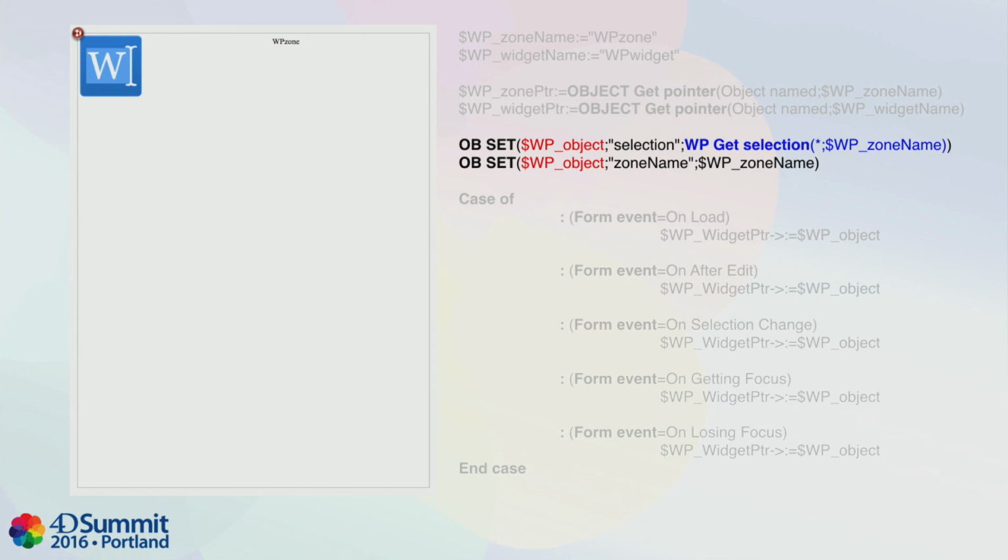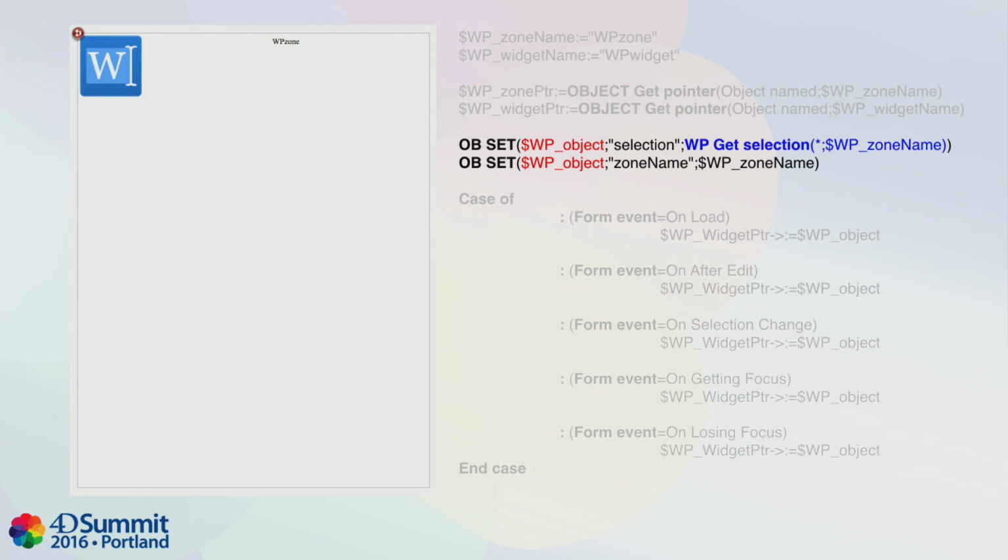Then I create a local object where I have to put two pieces of information in it. This is just what you have to know about objects: they have attributes, and for each attribute there is a value. So I need to add two attributes in this object. The first attribute is the selection. The selection is an object that I can get with the command WP Get Selection I told you about a couple of minutes ago. The other attribute I have to set up is the zone name. The zone name has just been written 5 lines above.